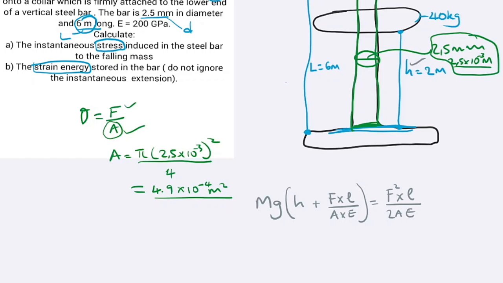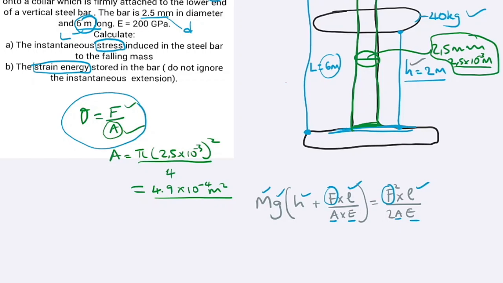Here we will find the force that we are looking for. Let us see, we have the mass, that 40 kg. We have the gravity, we have the height, we have the length, we have the area, we have Young modulus. What we don't have is this force that we're looking for, in order to substitute in this formula to find the stress. So let us proceed.